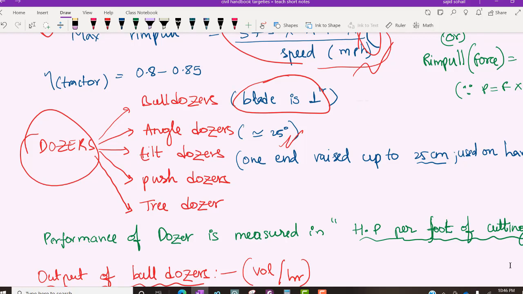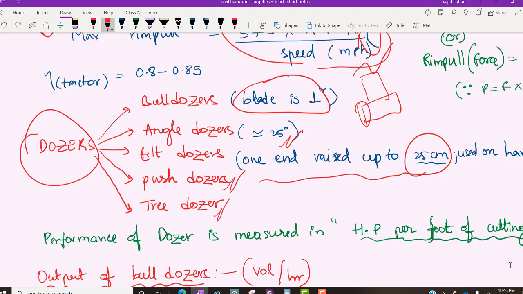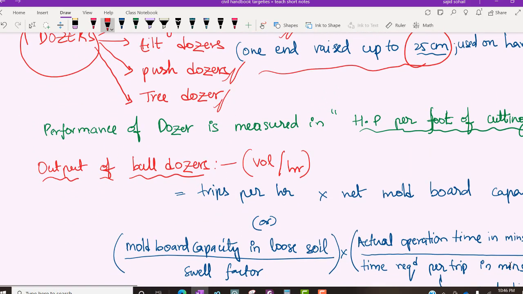That is angle dozer. We also have tilt dozer. For example, this is the blade. One end of the blade is raised up. Okay, up to कितना raise करते हैं, 25 centimeters we will generally be raising. That is tilt dozer. Next is push dozer. We generally use it to push any items, and then we have tree dozer to excavate or to remove trees. Generally we will be using these tree dozers. I hope it is very clear.